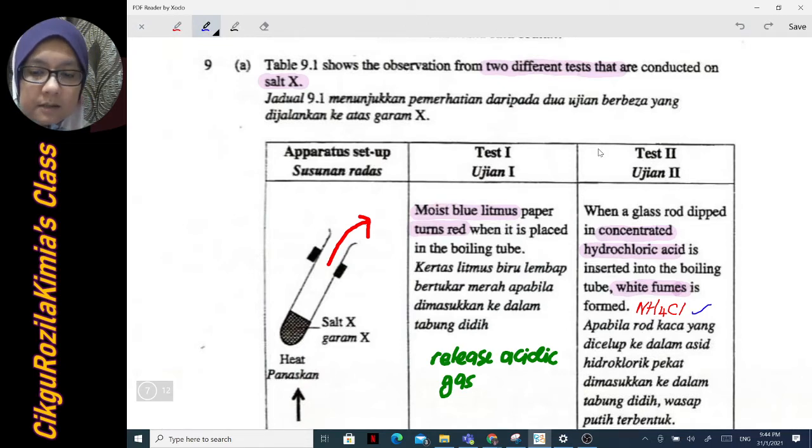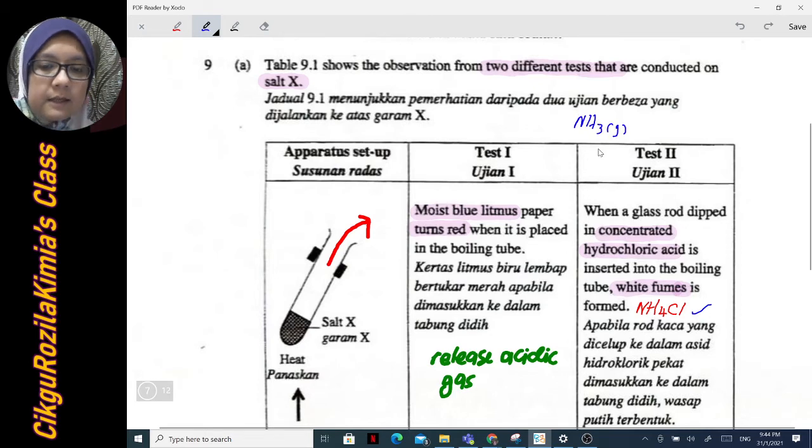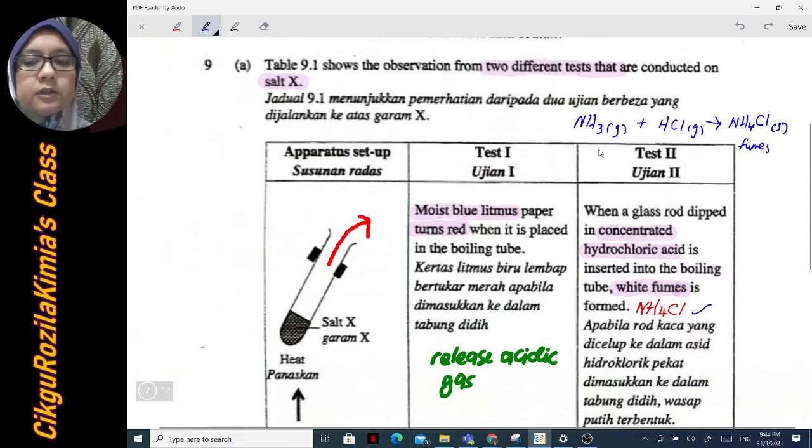So yang soalan ni, topik ni ada ditanya dalam chapter 2. Okay, chapter 2 form 4, which is ammonia gas. Okay, ammonia gas, kalau dia reacts dengan hydrogen chloride gas, it will produce ammonium chloride. So, ammonium chloride is in the form of white fumes. So, white fumes ni kalau kita biar, dia boleh jadi solid if we let it cool to room temperature.